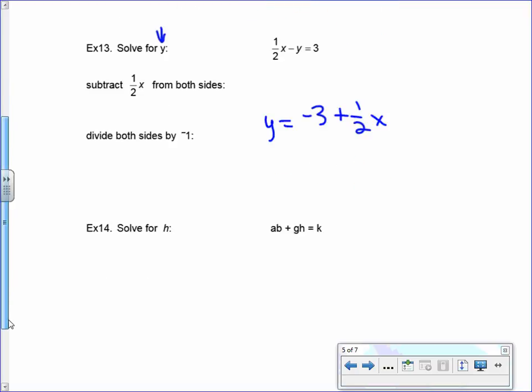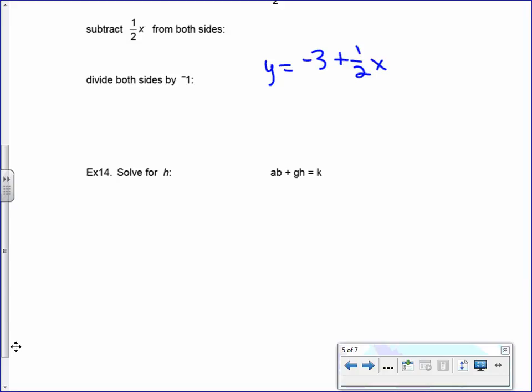Okay, there's number 14. Now, the thing that strikes me about number 14 is that there's not any numbers in it at all. Not a single number in the whole thing, okay? So, zero in, focus in, what am I solving for? What does it tell you to solve for? H. You gotta get rid of A, B, and G. Get rid of all of it.